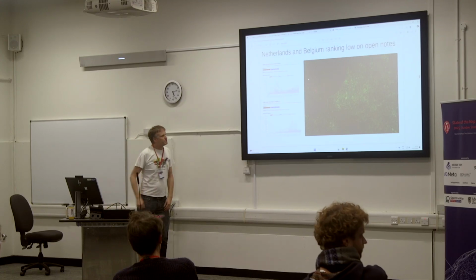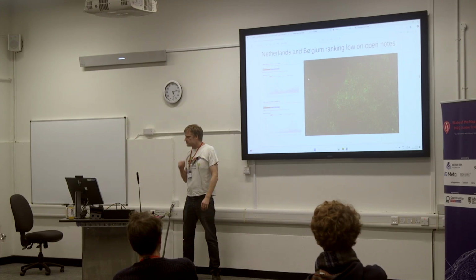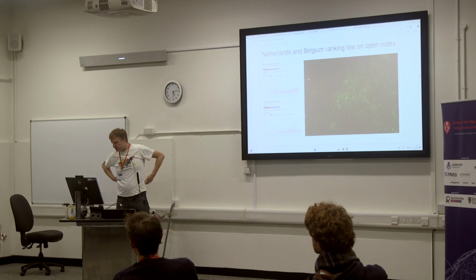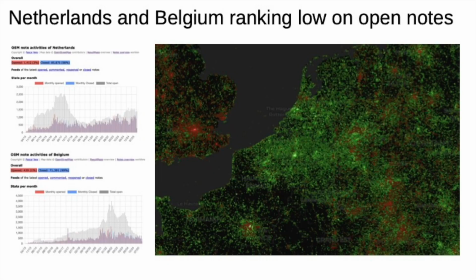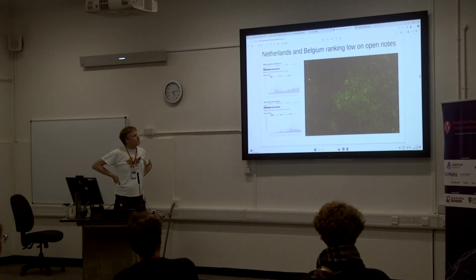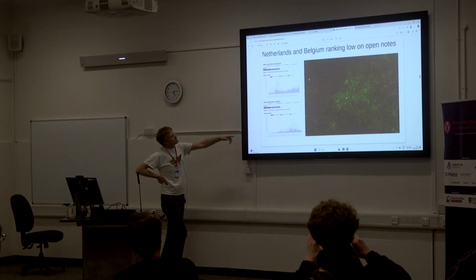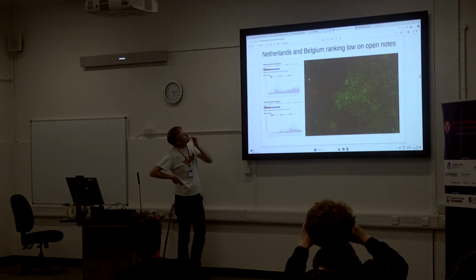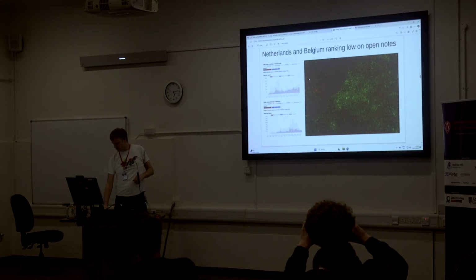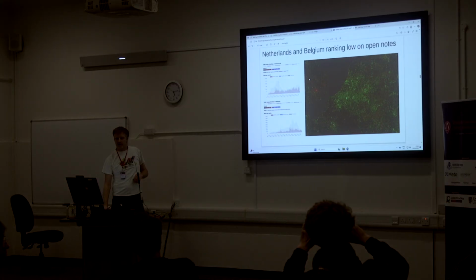Now you may have noticed while I was panning around on the density map that there's a big green patch in quite a few places. The Netherlands and Belgium are particularly noticeable in that they've gone very green, which means they're using notes a lot. They closed a lot of notes and they don't have many of the red opened ones. And you can see that in Pascal's graphs here as well. I think that might also be related in the Netherlands to some vandalism issues from people closing notes. Could be some vandalism going on there as well.